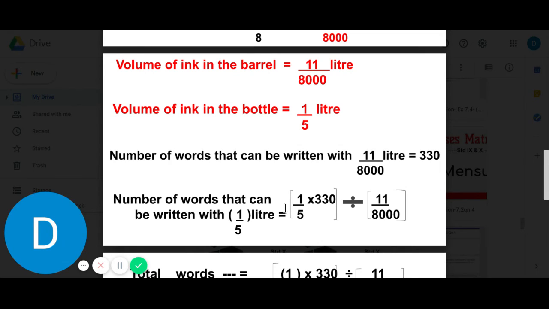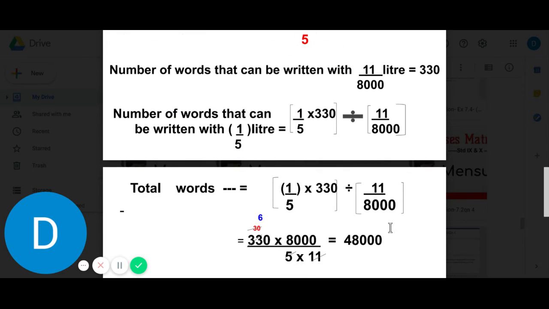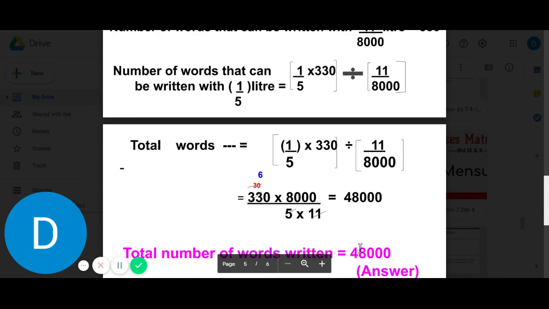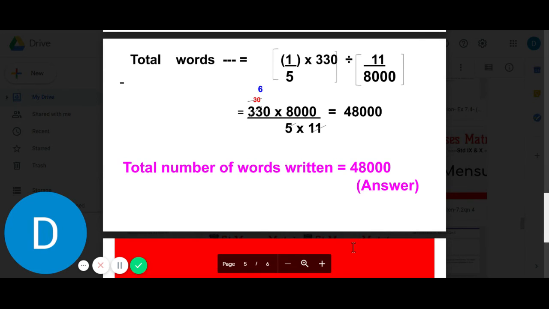So we can find out the number of words that can be written using 1 by 5 liters of ink is 1 by 5 into 330 divided by 11 by 8000. So, because you have to divide here, we can write the reciprocal and multiply. So this on simplification, you write 330 into 8000 divided by 5 into 11. The denominator we have 5 into 11. Now we can simplify further.